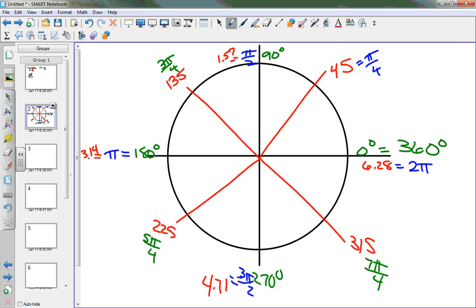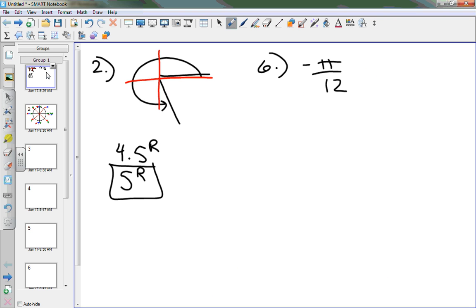If I was talking about pi over 12, it's going to be in quadrant 1. Why do I know that? Because pi over 4 is 45 degrees, and that's already in quadrant 1. If I go bigger than that with the denominator, I'm still going to be in quadrant 1, correct? However, I have a negative pi over 12.